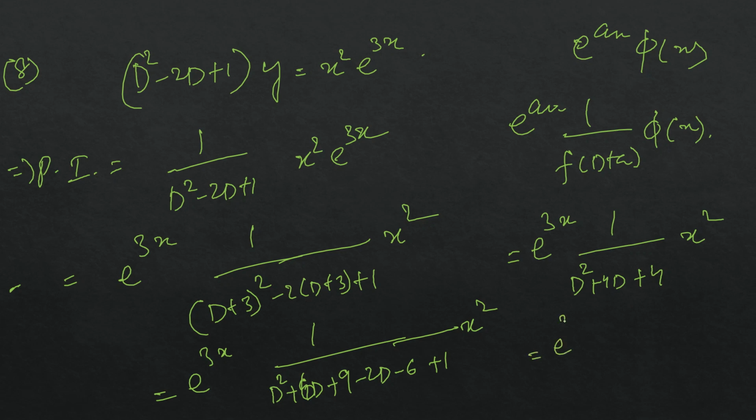Okay, this is how much? You see, this is (D+2) whole square x square. How will it be? I have to expand this. This is a polynomial of x, so I have to expand it. So e to the power 3x times 1 by (D+2).